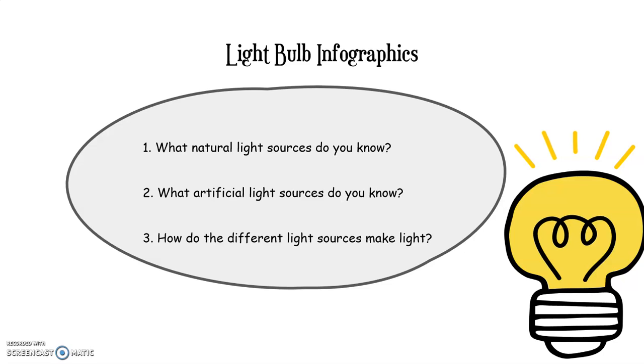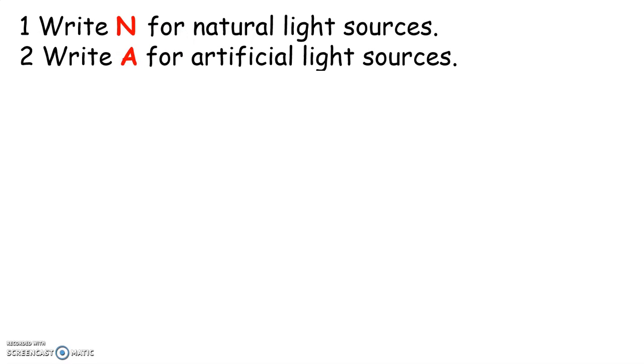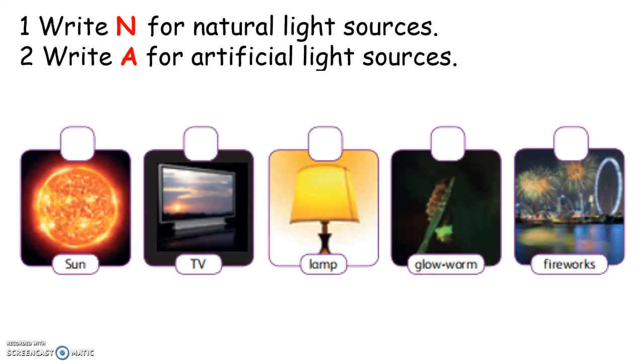Okay, finish, ya. Next. Now you can open your book page 111. Write N for natural light sources and write A for artificial light sources. I have 5 pictures. Write N and A.